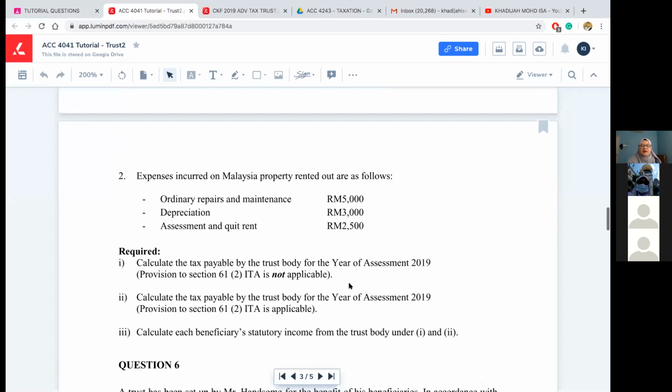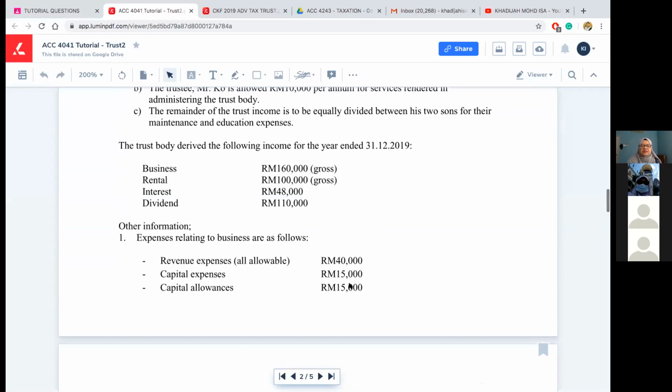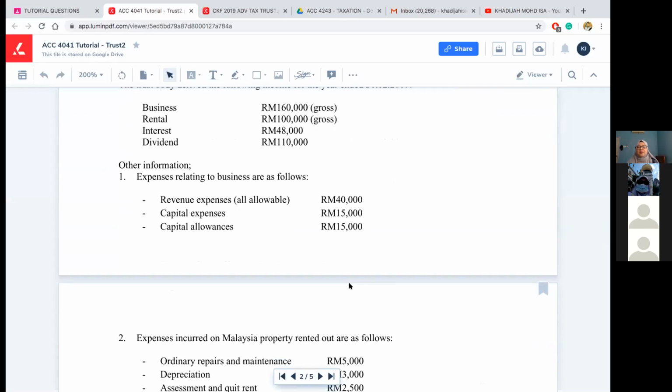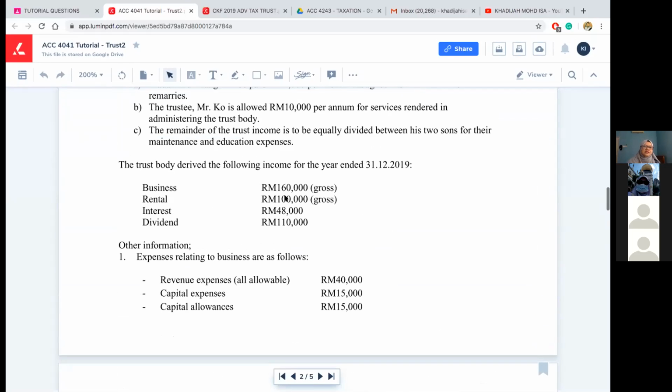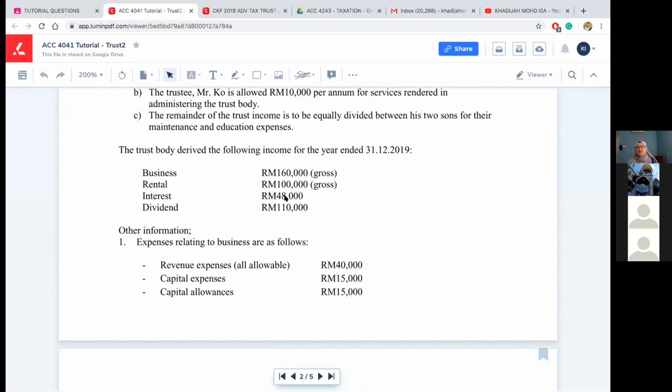Okay. All right. So for this question, number 1 is that you have to determine how much is, in this case, the statutory income of the business. Then you have the adjusted income of your rental, and then you have interest income, and you also have your dividend income. It doesn't say whether the dividend is from overseas or Malaysia, so we assume that the dividend is from Malaysia, taxed at the company level, so the dividend should be final.